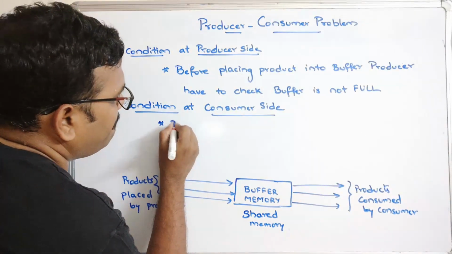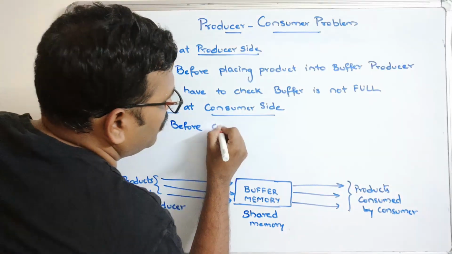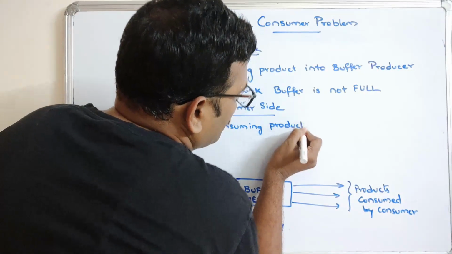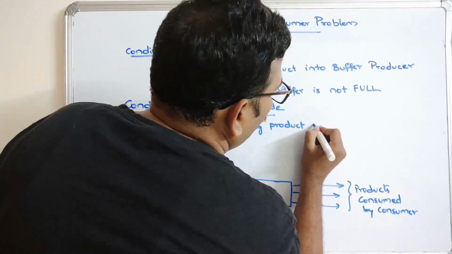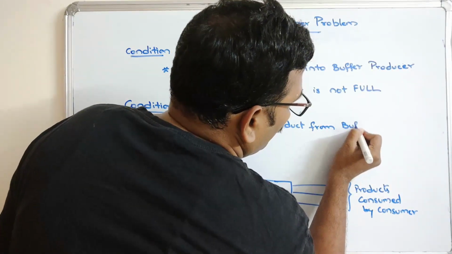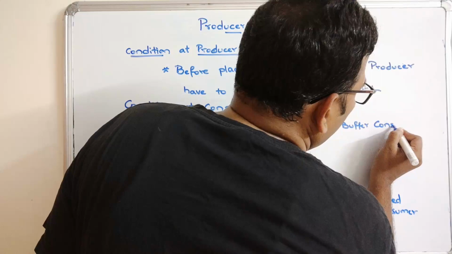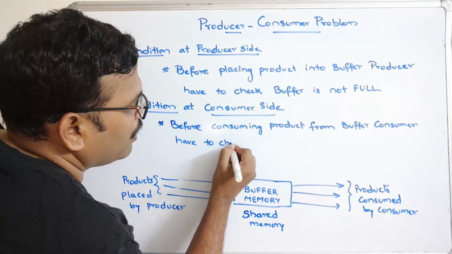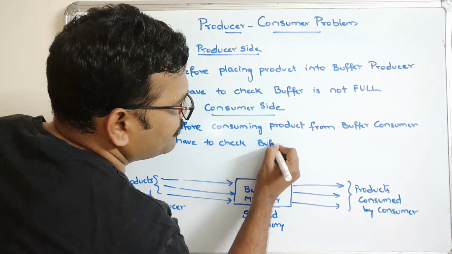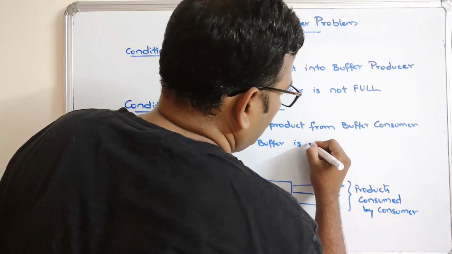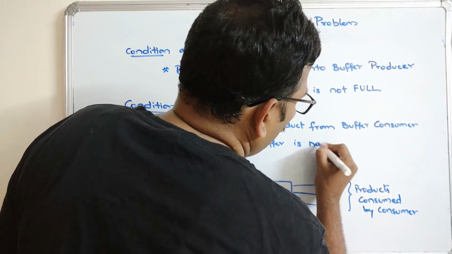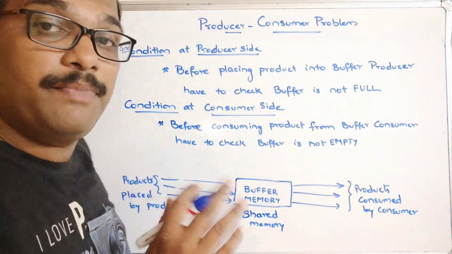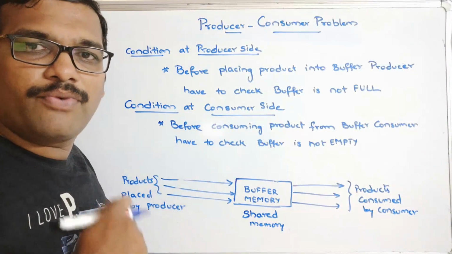So before consuming a product from the buffer, the consumer has to check that the buffer is not empty. If the buffer is empty, the consumer can't get the product from the buffer.